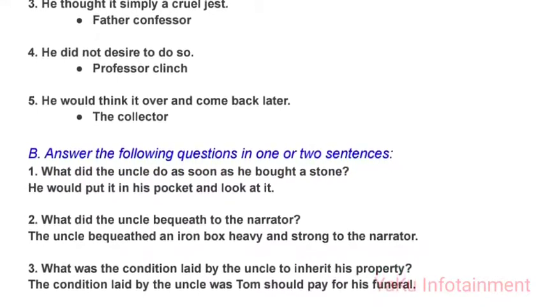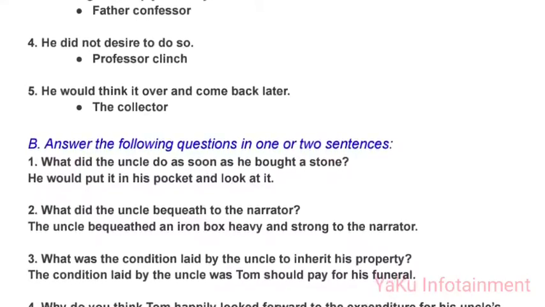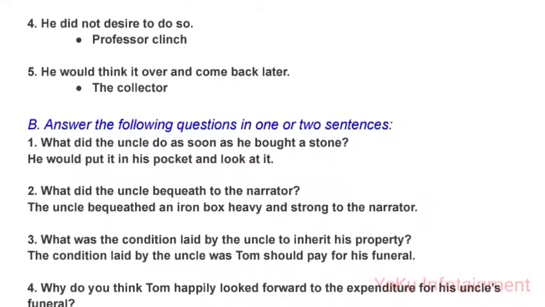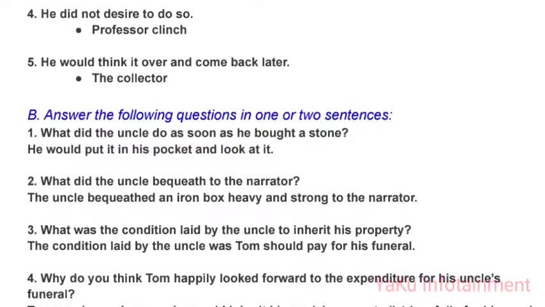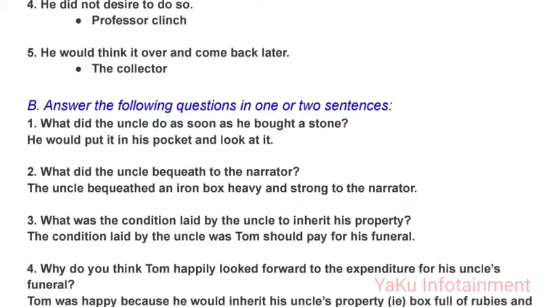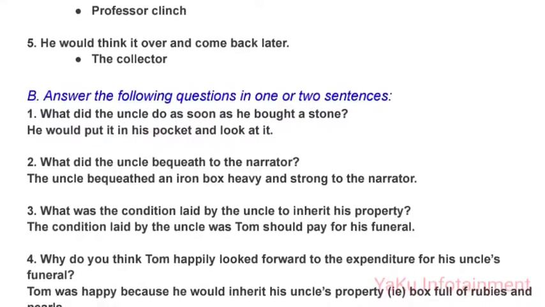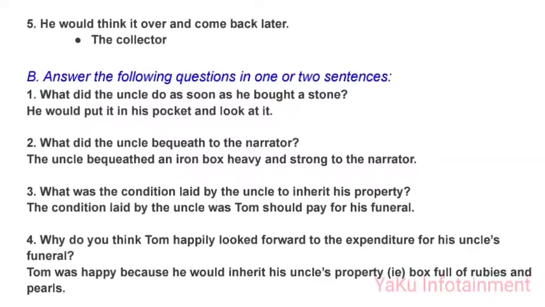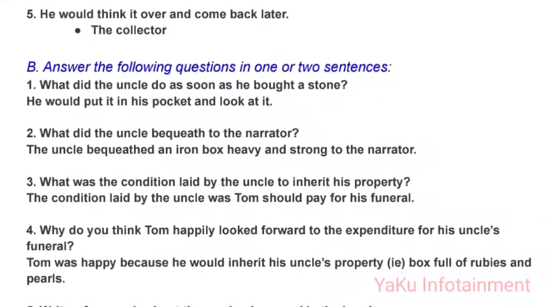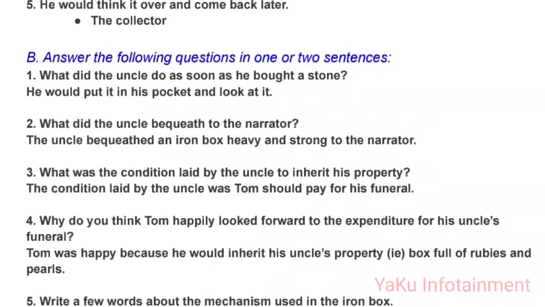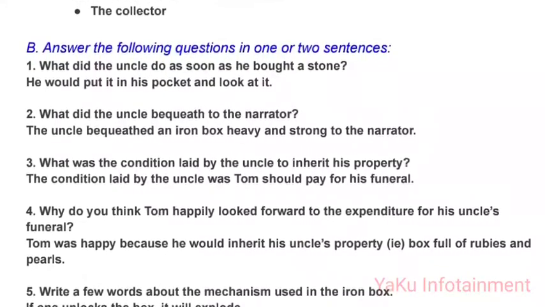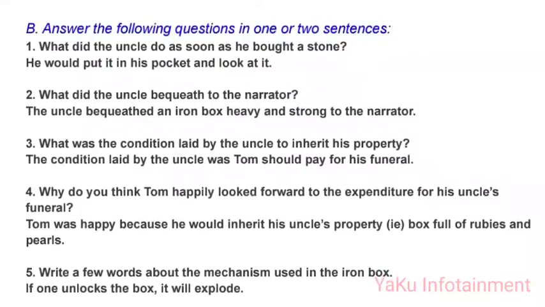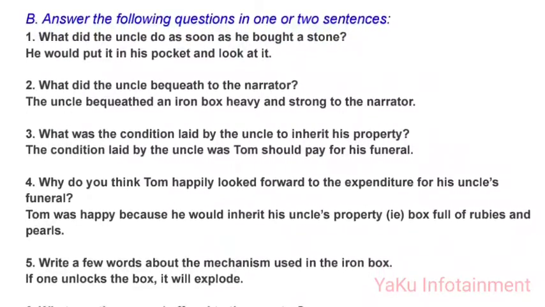B. Answer the following questions in one or two sentences. 1. What did the uncle do as soon as he bought a stone? He would put it in his pocket and look at it. 2. What did the uncle bequeath to the narrator? The uncle bequeathed an iron box, heavy and strong, to the narrator. 3. What was the condition laid by the uncle to inherit his property? The condition laid by the uncle was that Tom should pay for his funeral. 4. Why do you think Tom happily looked forward to the expenditure for his uncle's funeral?